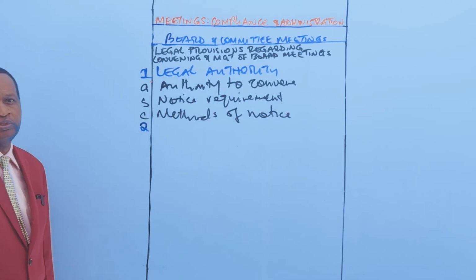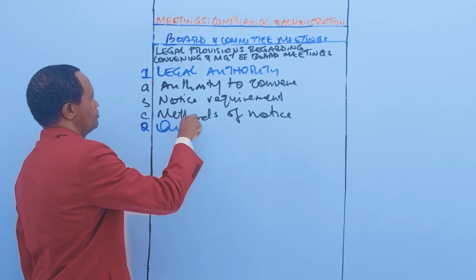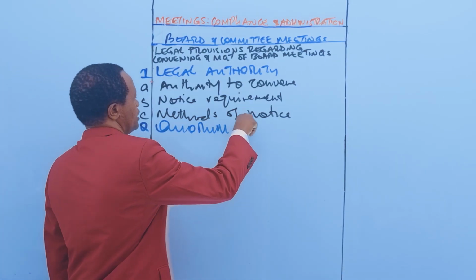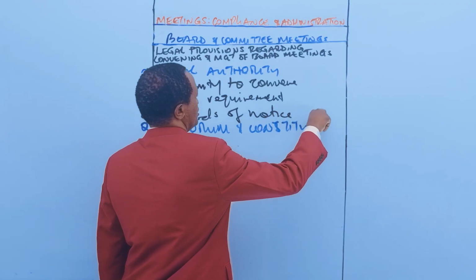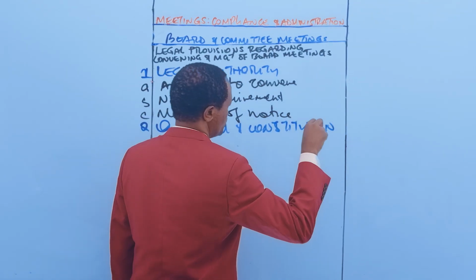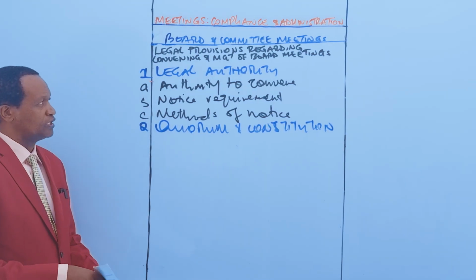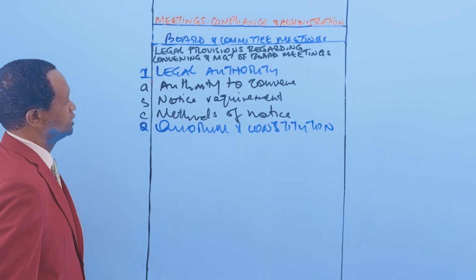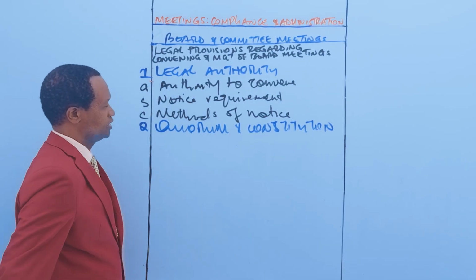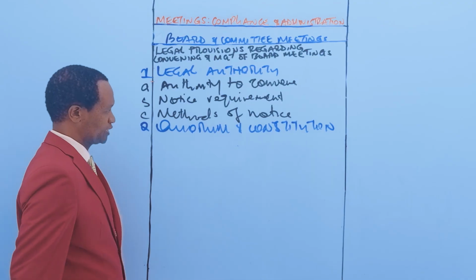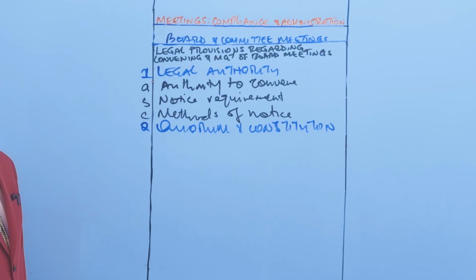Then number 2, we have quorum and constitution. By constitution here we mean the constitution of the meeting, how the meeting is to be constituted. Now, if the meeting is properly authorized, a proper notice is given, and it is sent to those who are to attend, then during the meeting there has to be a quorum. That is a legal provision.